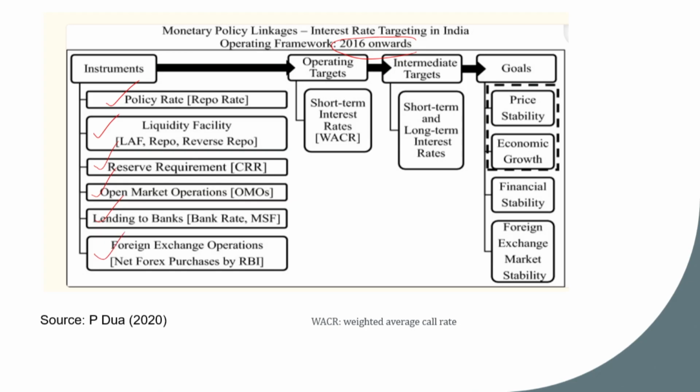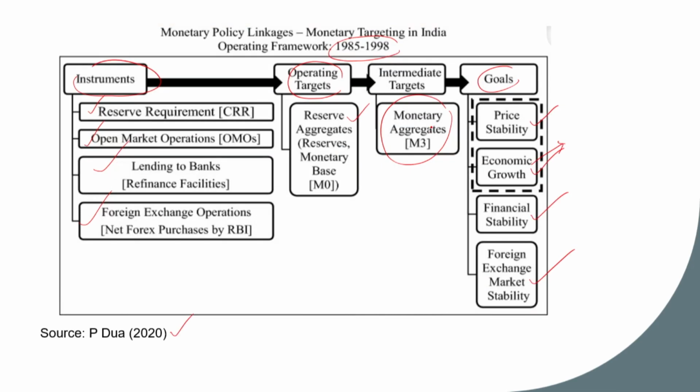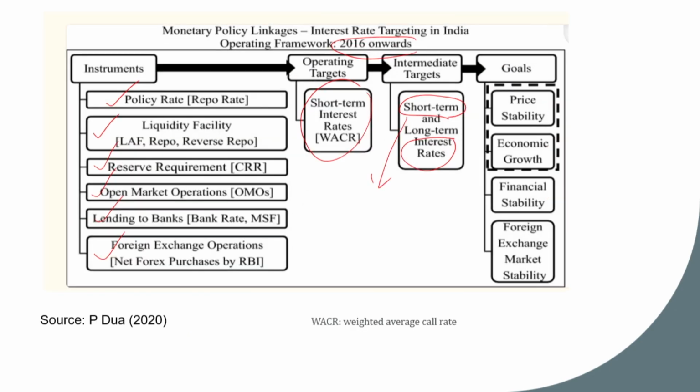So these are the instruments, and the short term interest rate is the operating target, and this short term rate is the repo rate here. This interest rate is the intermediate target. In the previous diagram, we saw monetary aggregate as the intermediate target, but since 2016 onwards, the interest rate is the intermediate target.